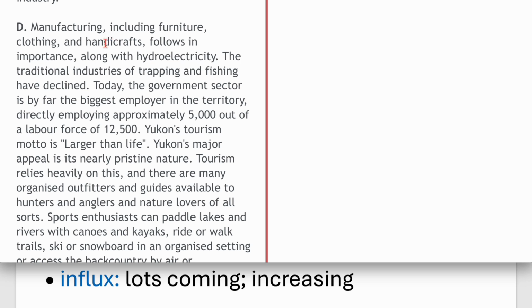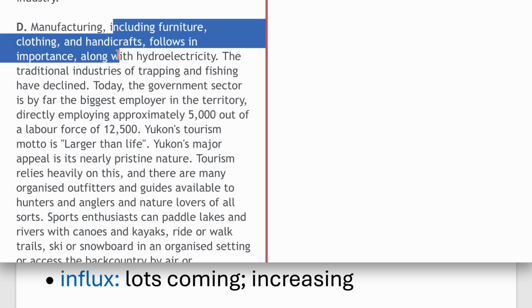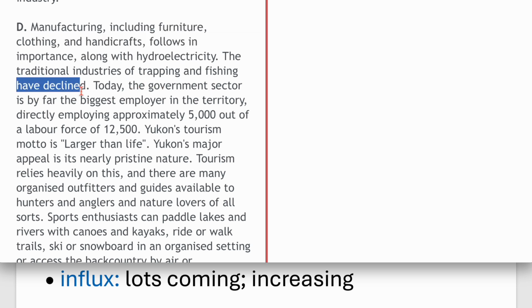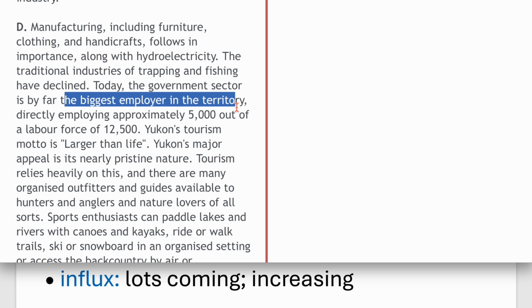Manufacturing, including furniture, clothing, and handicrafts, follows in importance along with hydroelectricity. Okay, so more industries. The traditional industries of trapping and fishing have declined. Of course, we changed that. Today, the government sector is by far the biggest employer in the territory, directly employing approximately 5,000 out of the labor force of 12,500. Okay. Labor force, how many people are available?